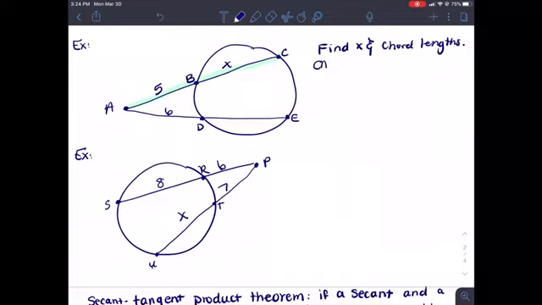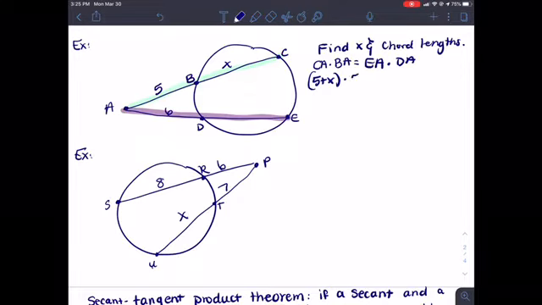So I'm going to do CA times BA is equal to EA times DA. I'm going to highlight that one. EA is the other one. So CA is 5 plus x, times BA, which is 5, equals EA times DA. EA is a value of, I forgot to put this as 6.